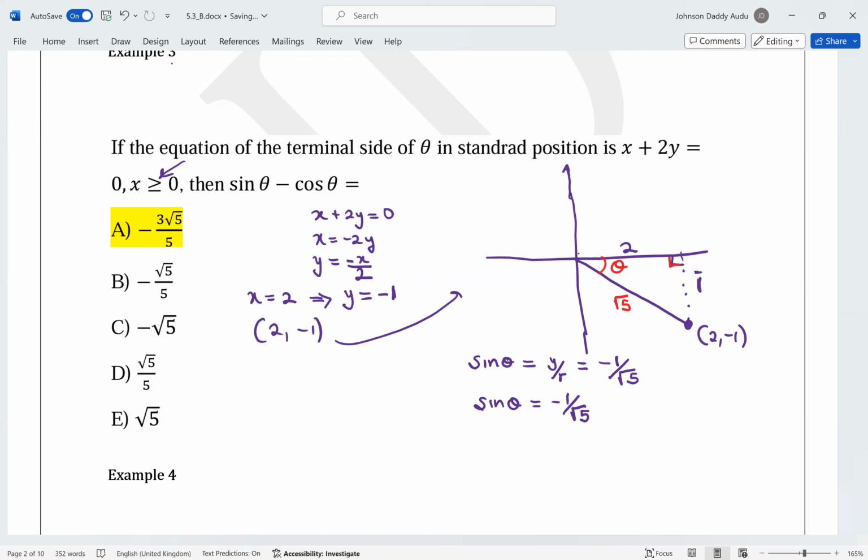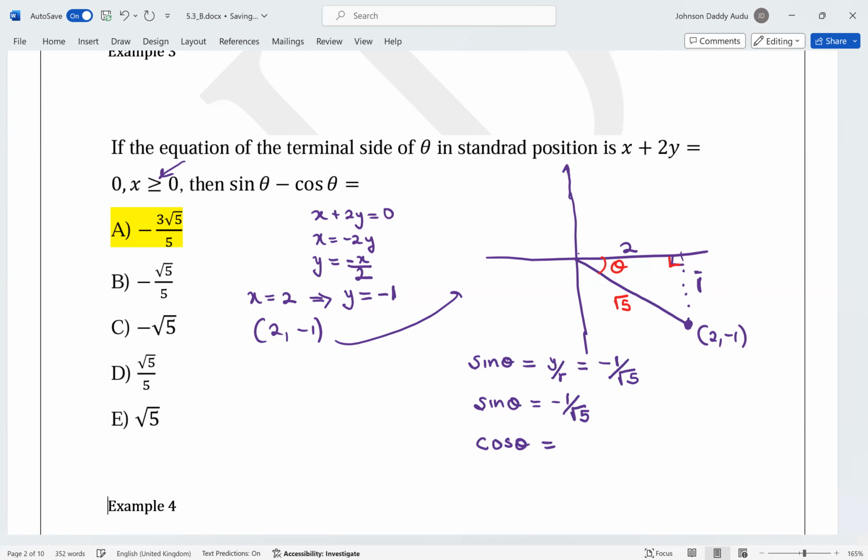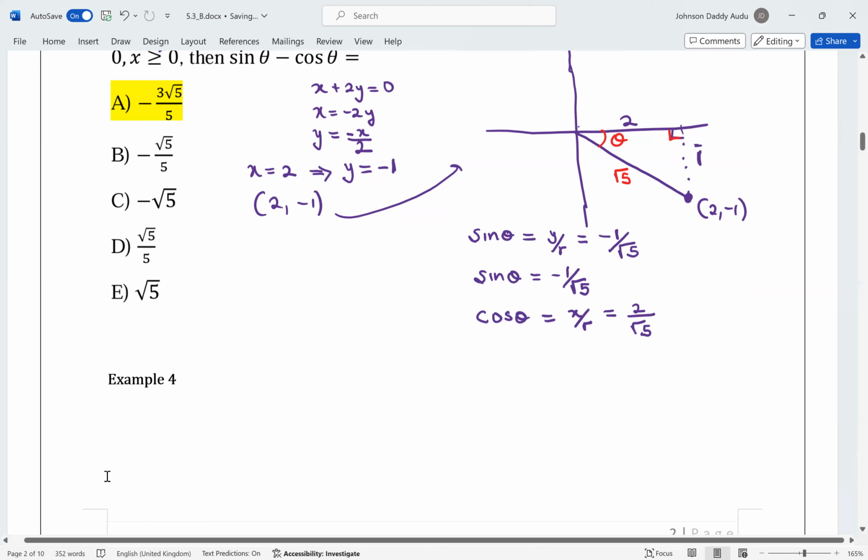All right. So now let's go for cosine theta. For cosine theta, what do we have? Cosine is x over r. And what is that x? It's adjacent, so it's going to be 2 over root of 5. So you can see the cosine is positive, which makes sense because we are in the fourth quadrant, as expected.